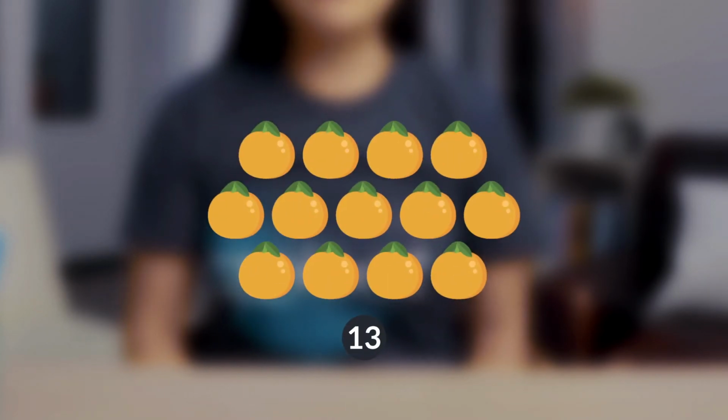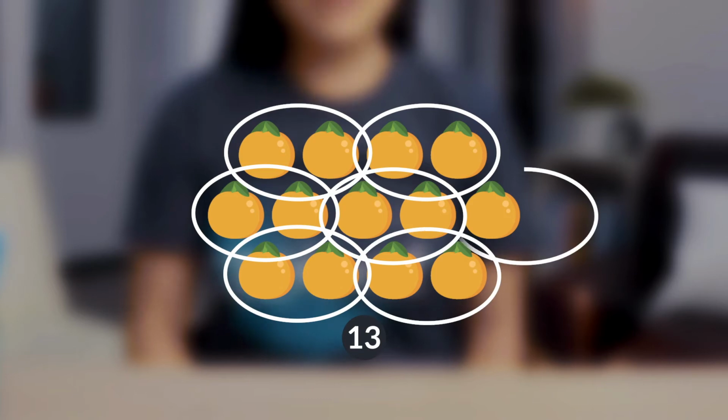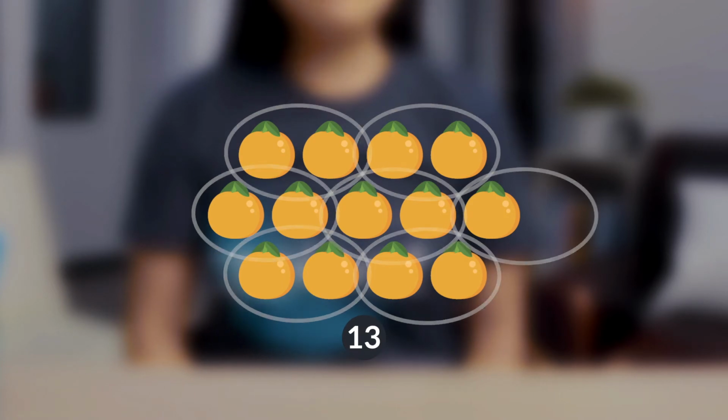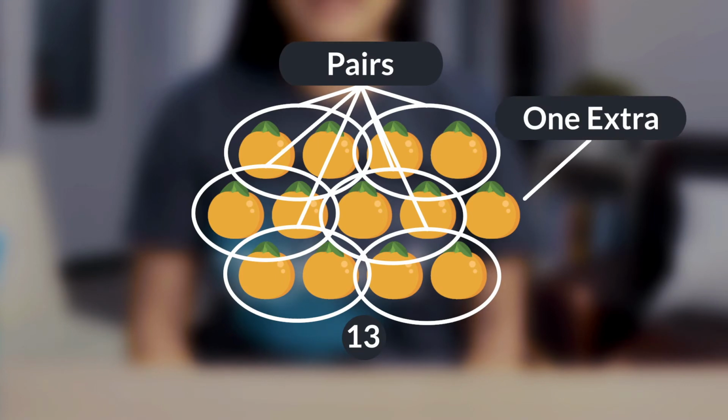Here is a group of 13 objects. I'll try to count the objects by 2s. 2, 4, 6, 8, 10, 12, 14. I skipped the number 13 completely because it is odd. When I pair up the objects, I see 6 pairs and 1 extra.